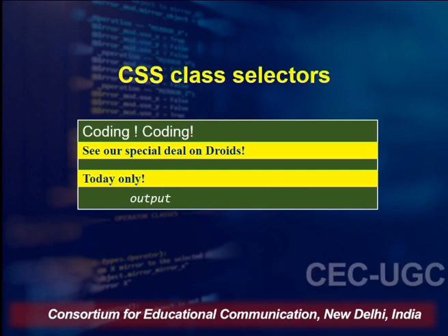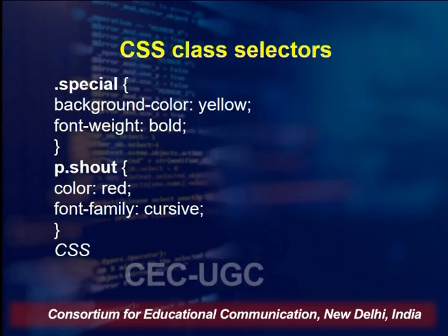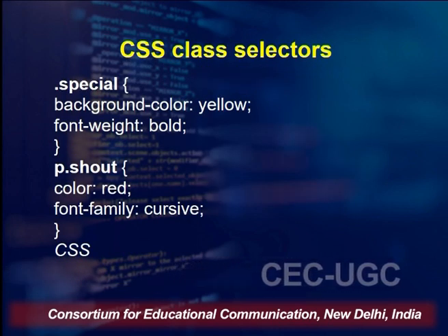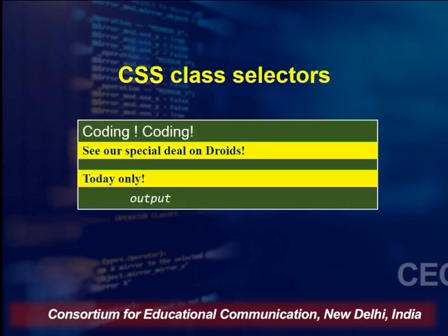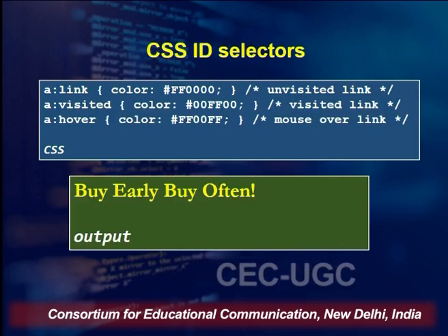So wherever you can see the highlight, it means the class definition has the highlight. So it belongs to the special class, and the rest of it belongs to the shout class, which is not selected. So this way we can define class identifiers.